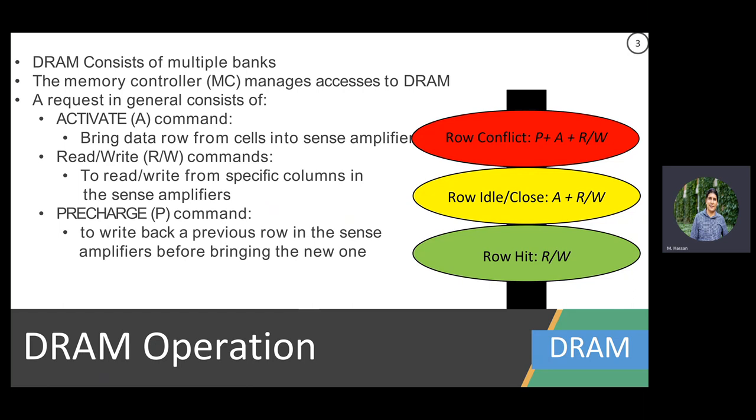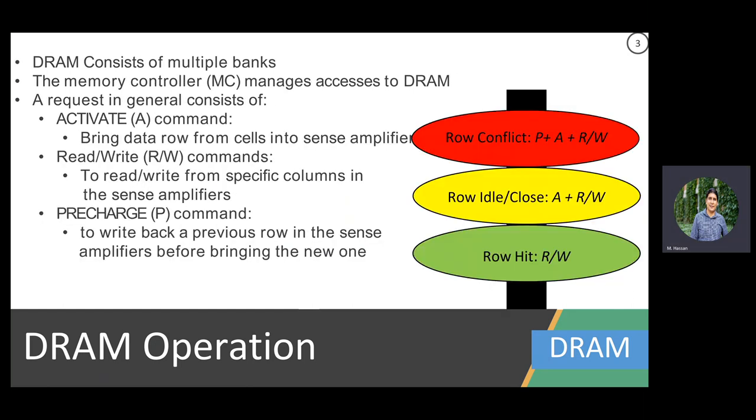Assume, for example, there is row zero out of your matrix, with the row buffer. But my request is to row one. Well, my data is not there, but I cannot bring row one directly, because otherwise I will overwrite row zero. So you need to write row zero first to the cells, bring row one, then do the write. On the other hand, if I was accessing row zero, then it's just a hit, so I don't need to bring it, or I just need to write it back. Good.